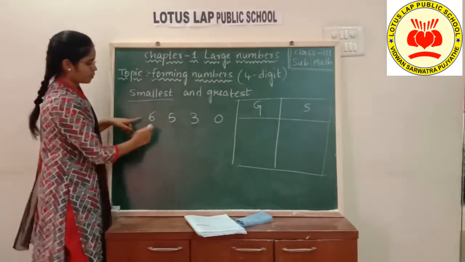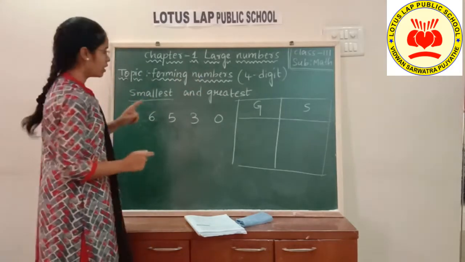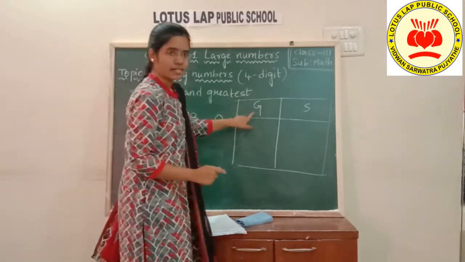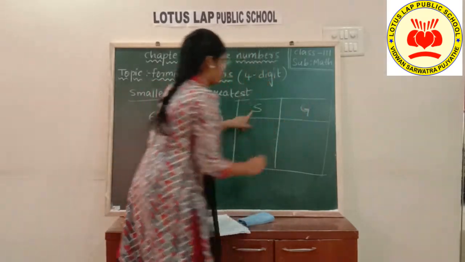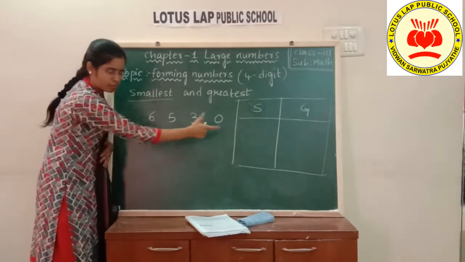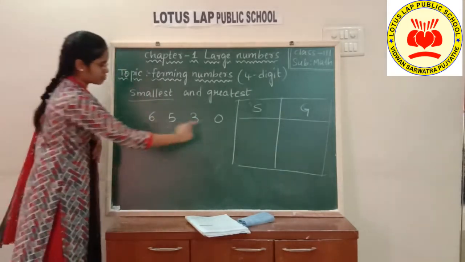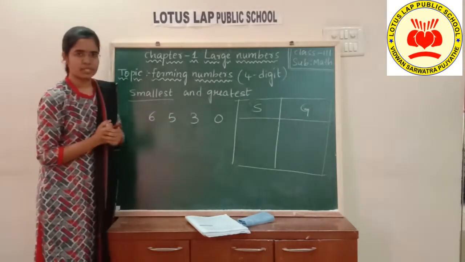Now, definitely we need to have a 4-digit number. First I am forming the smallest number. Now, see all these 4 digits, children. Observe these digits. What is the smallest among all these 4? Yes, definitely 0 will be the smallest.